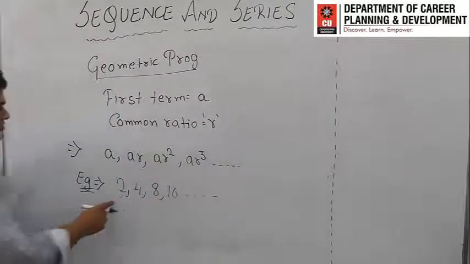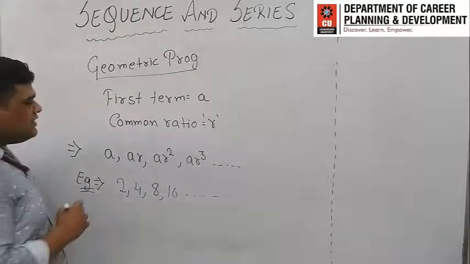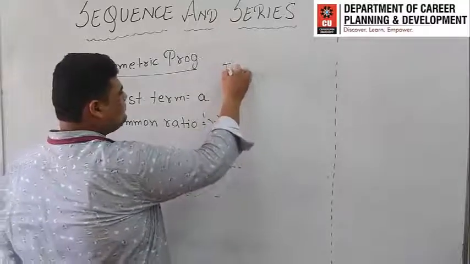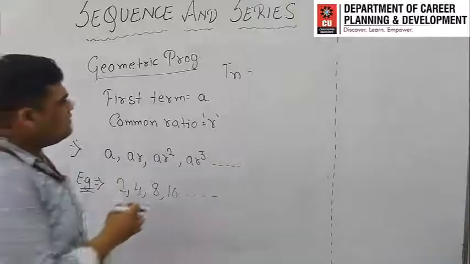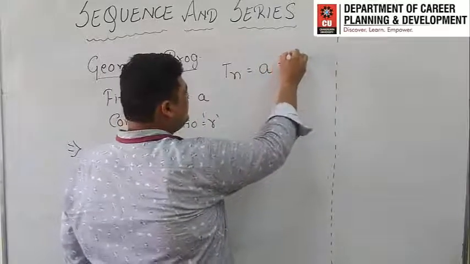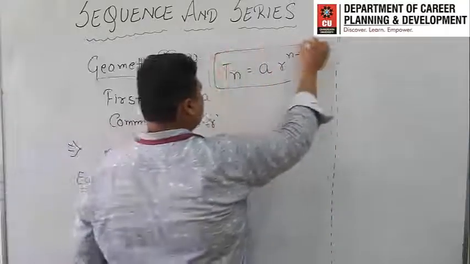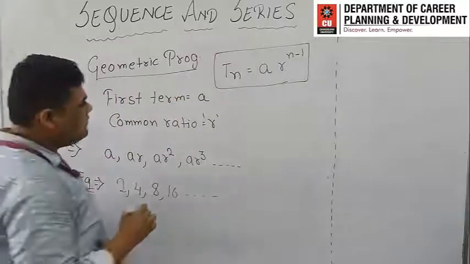This will be the example where 2 is multiplied every time and we are getting the next number. Here we can find the nth term, Tn. Any term you can find by the formula A multiplied by R to the power n minus 1. Here the nth term will be A multiplied by R to the power n minus 1.